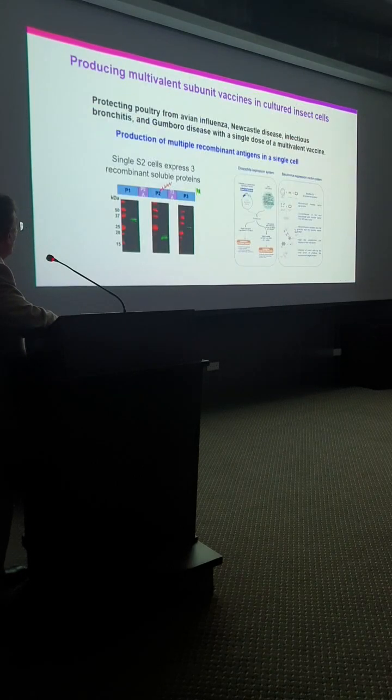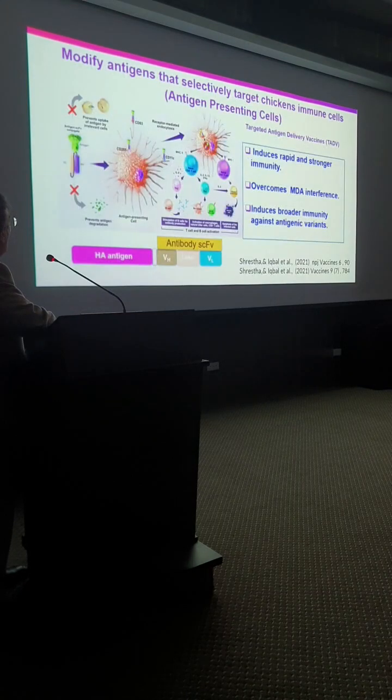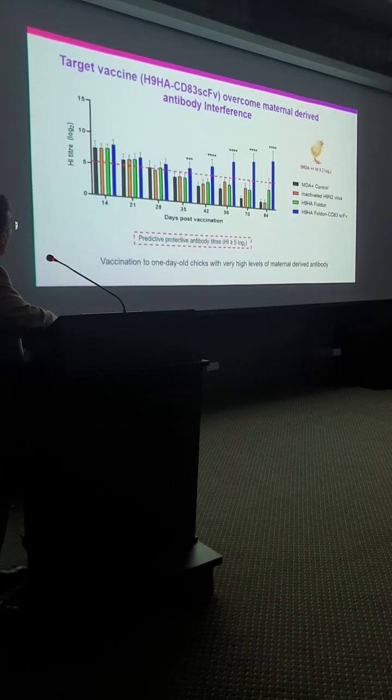Okay, so I move on. We also produce this multivalent vaccine by subunit, and we also modify the antigen by attaching an antibody, and this antibody goes to the cells and induces rapid immunity and overcomes maternal-derived antibody. Examples are here. So we gave the vaccine to chicken which has a very high maternal-derived antibody, and you can see after 3 weeks, even 3 months, the antibody titer of the target is more than 10.